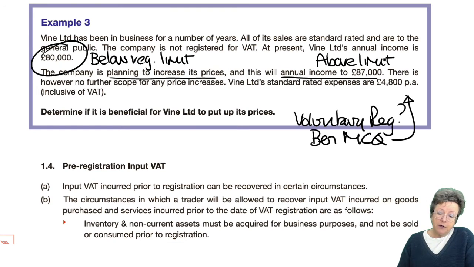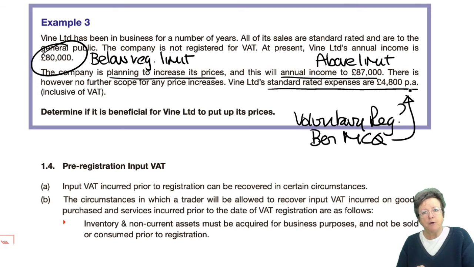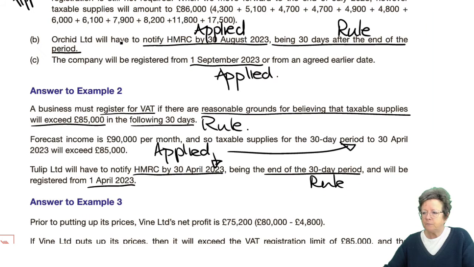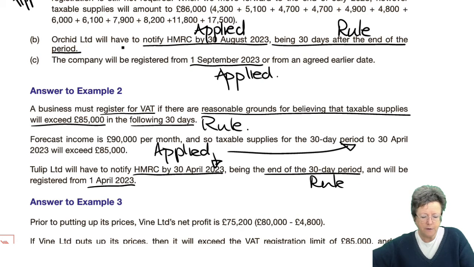There is, however, no further scope for any price increases. Their standard rate expenses are £4,800 a year, including VAT. Whether it is beneficial for them to put up their prices may not be beneficial for them to do so. Shall we have a look at what the answer says to this?